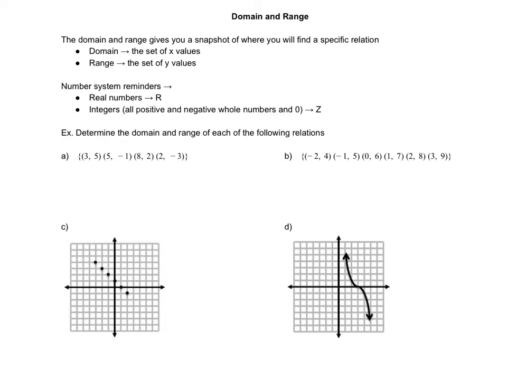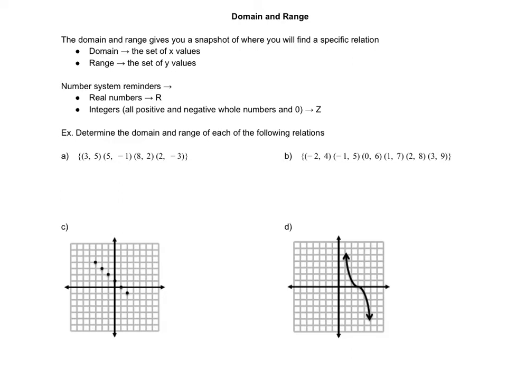Now, before we can actually practice domain and range and how to write it out, we need to remember a few things about the number system and symbols that are used. So for any real number, whether it's positive or negative, a fraction or a run-on decimal, or anything like that, real numbers use the letter R. And then integers, which are all your positive and negative whole numbers, and 0, that is the letter Z.